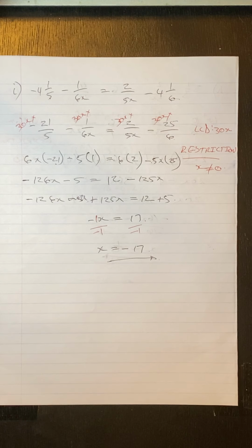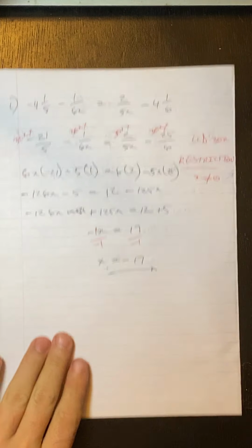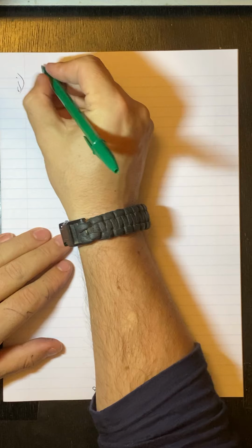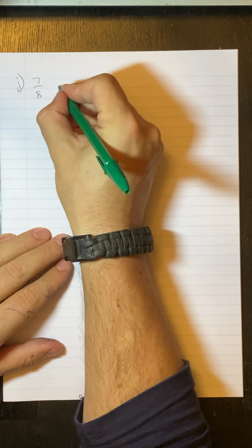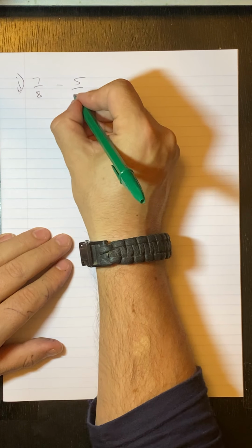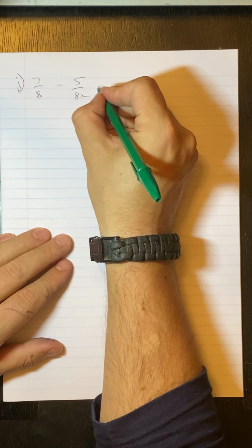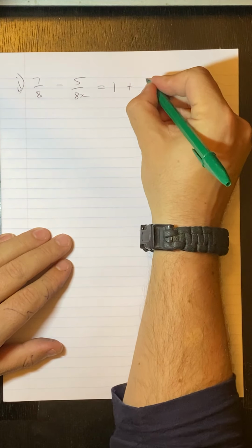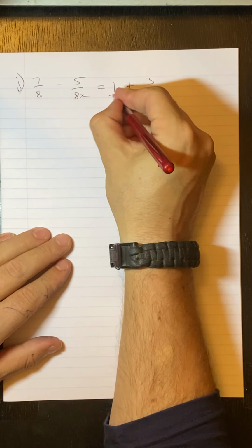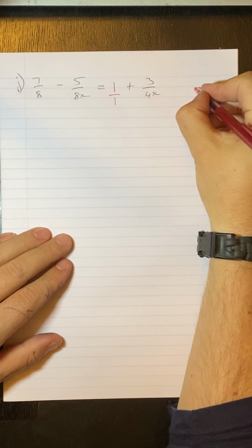All right, grade 9s, moving on to the last one. Question J. We've got 7 over 8 minus 5 over 8x equals 1 plus 3 over 4x. Okay, this is over a secret 1. Find our LCD.